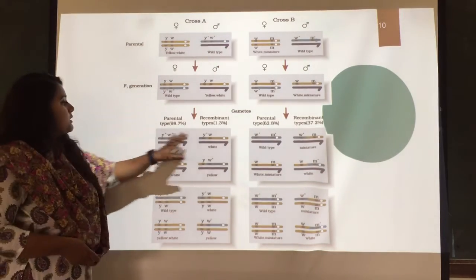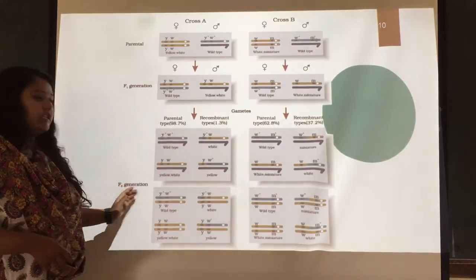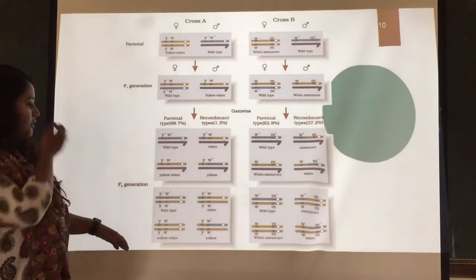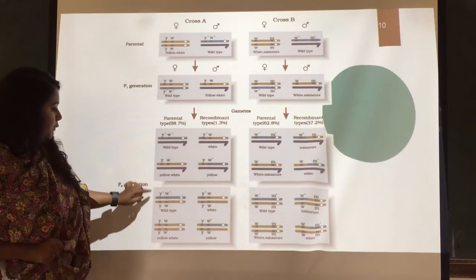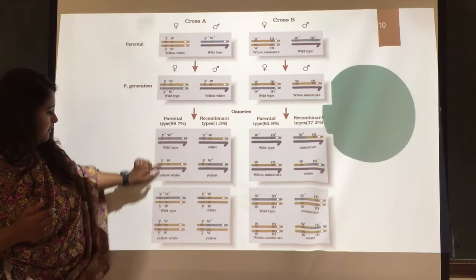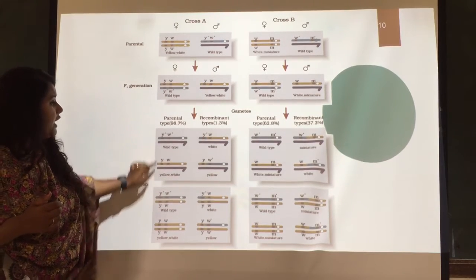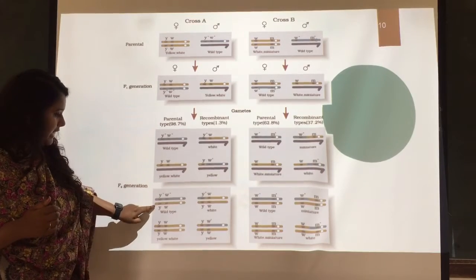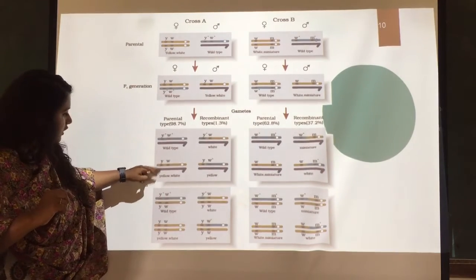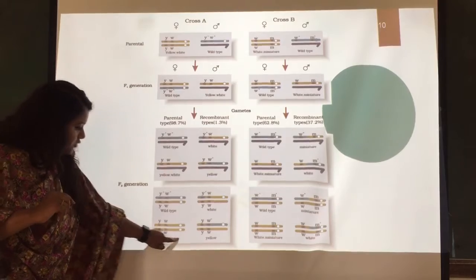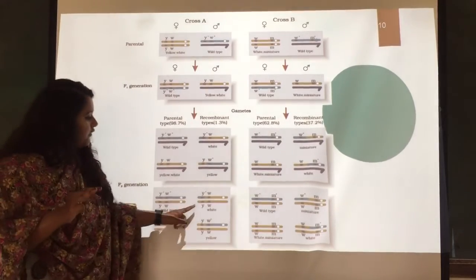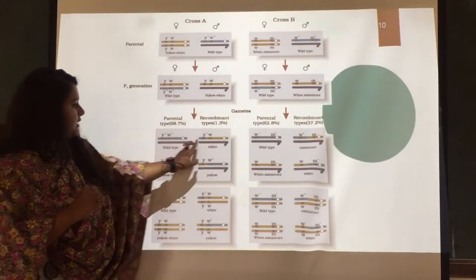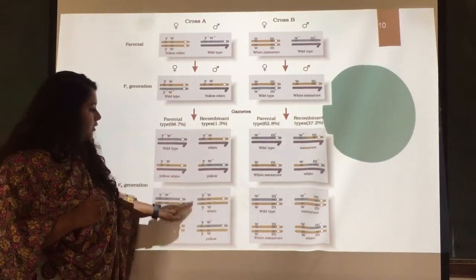So from these four types of gametes, we are going to get the F2 generation. How is this F2 generation formed? One will be yellow, right? One will be blue, right? So two of them will be present like this. One will be both of them, that is yellow and yellow, that is going to form the yellow. The third will be the recombination type, that is going to form the white one.